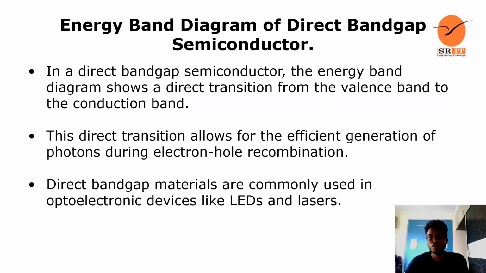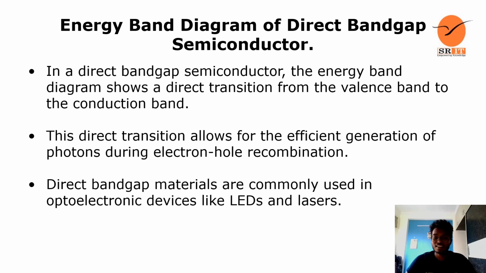Coming to the description of the band diagram that we have seen now, in the direct bandgap semiconductor, the energy band diagram shows a direct transition from the valence band to the conduction band. So in direct bandgap semiconductors, the transition of the hole and electron is a direct transition without any change in momentum.